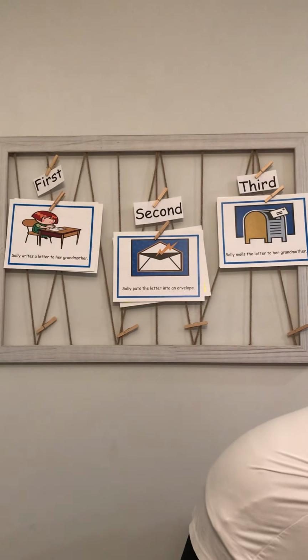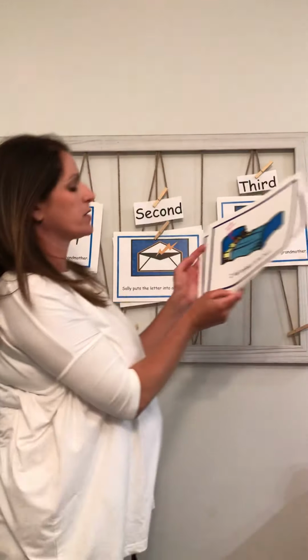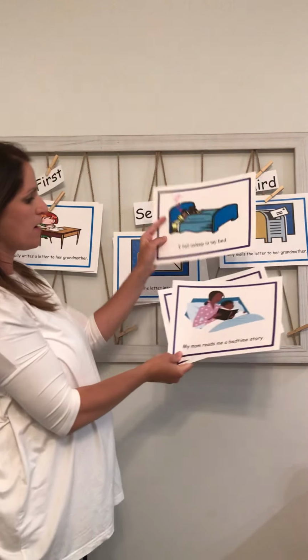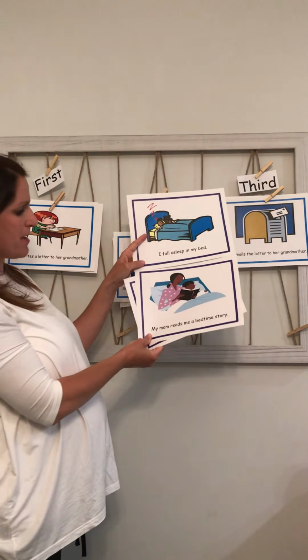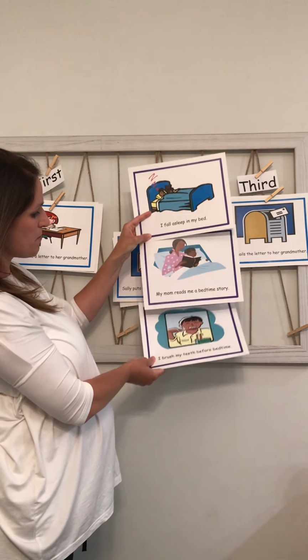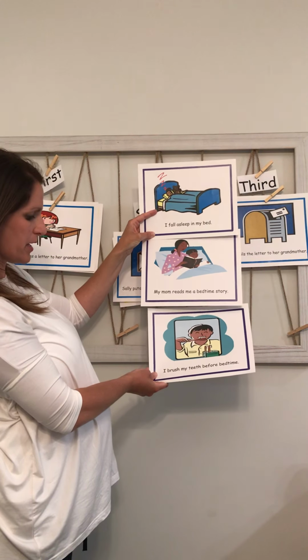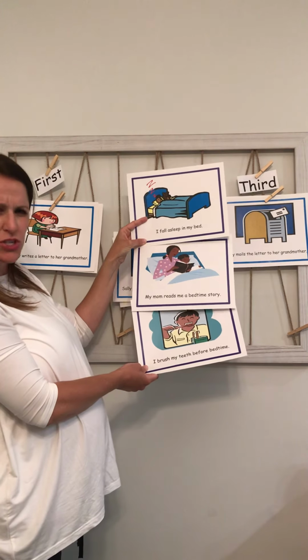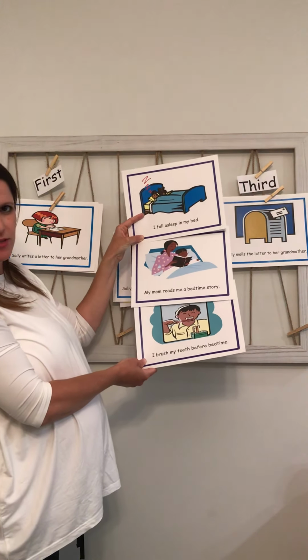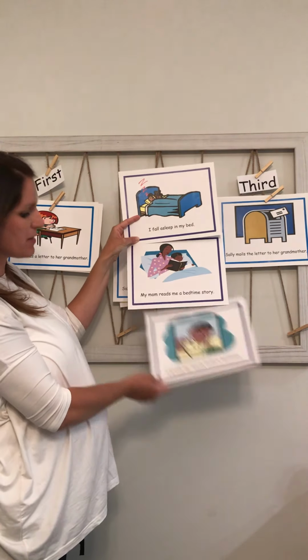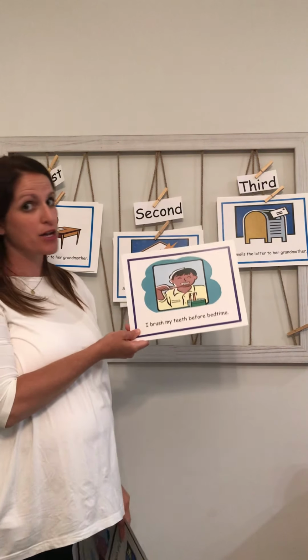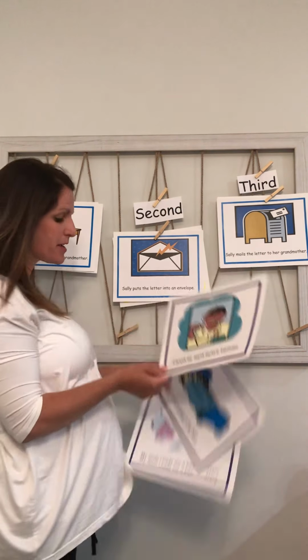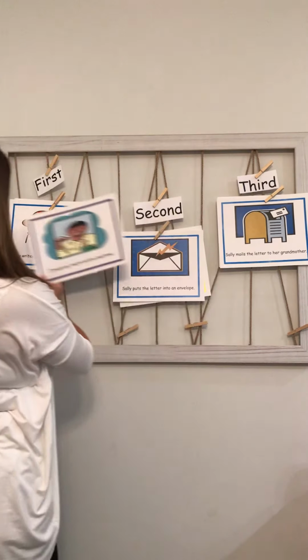Okay? Now I've got 3 more cards I want you to help me with. Here's what they are. I fall asleep in my bed. My mom reads me a bedtime story. I brush my teeth before bedtime. Which do you think happens first? I brush my teeth before bedtime. I sure hope you're brushing your teeth before bedtime. That's what happens first.